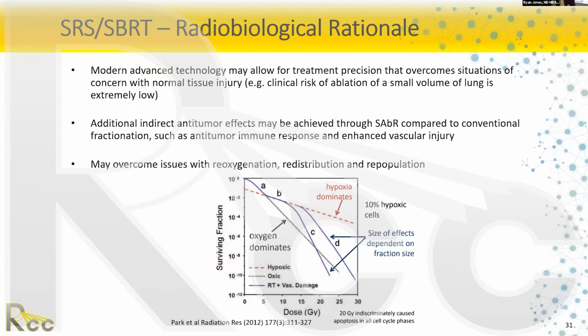And with SBRT, we believe it's not just those 4 R's. We may even get some additional benefits, such as anti-tumor effects, from enhanced immune response or enhanced vascular injury. There's a nice review article referenced here in a journal called Radiation Research in 2012, where these authors reviewed at that time all of the studies available for vascular-related effects of stereotactic ablative treatments, SBRT.